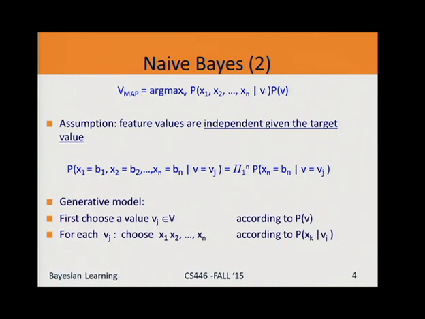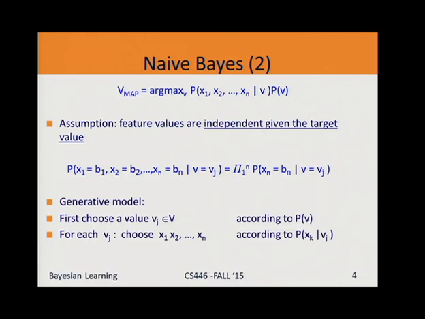And specifically, we're talking about the Bayesian classifier, where we made this very important assumption that feature values are independent given the target value. And under this assumption, making this prediction can be decomposed. The probability of x1, x2, ..., xn given vj is going to be the product of p of xi given vj. That's the key assumption.